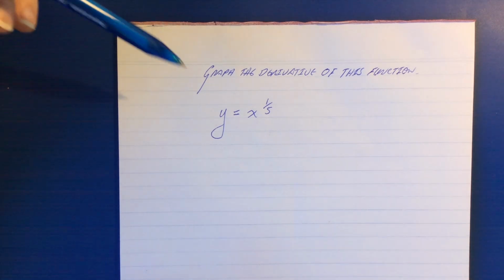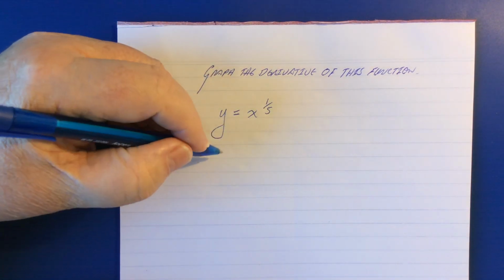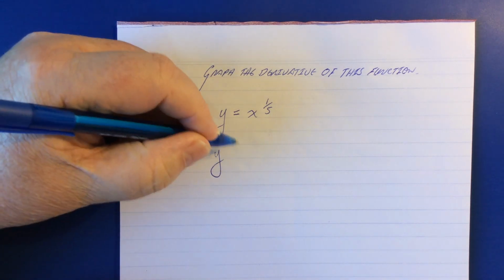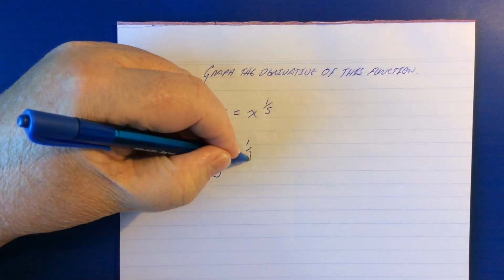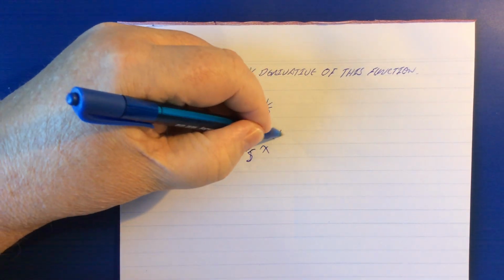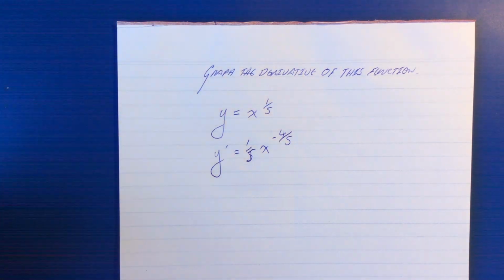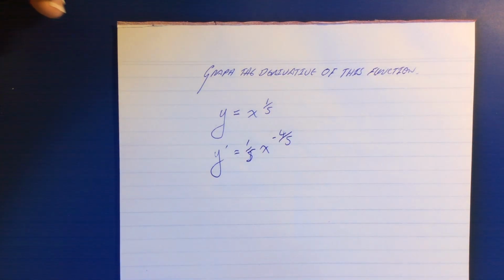We have to graph the derivative of this function. Well, let's find the derivative of this function and see what we can do. So, there we are. That is the derivative of this function. Probably not a function that you're used to seeing.